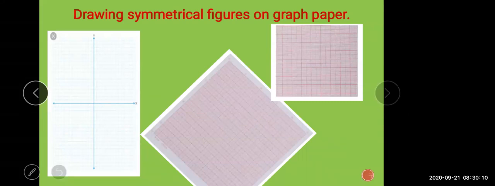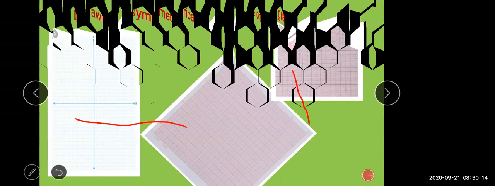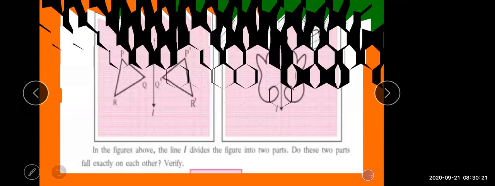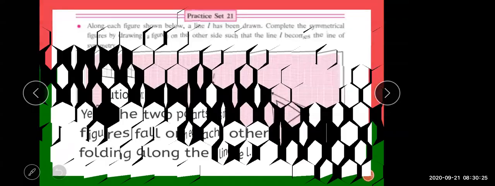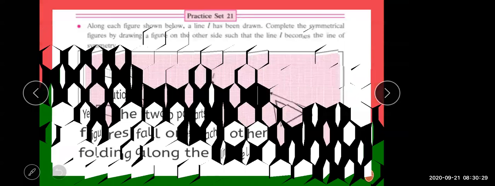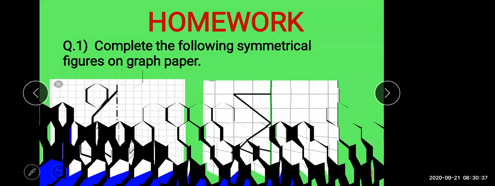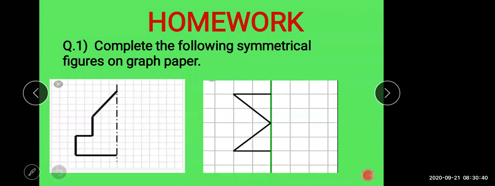Okay, now again, do you have any question? This is the graph paper. Now you can take the homework. Take the screenshot of the homework. Look at it. Complete the following symmetrical figures on graph paper. Take the homework. Okay, sir. Complete the following symmetrical figures on graph paper. Okay, taken. Make this symmetrical figure on graph paper.